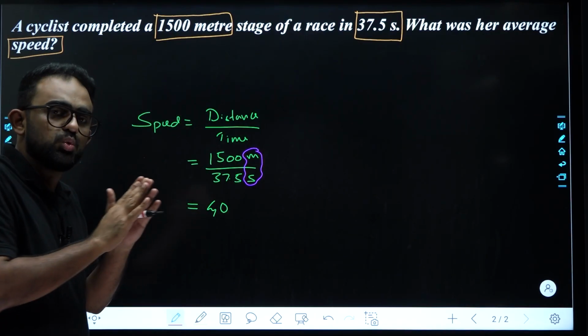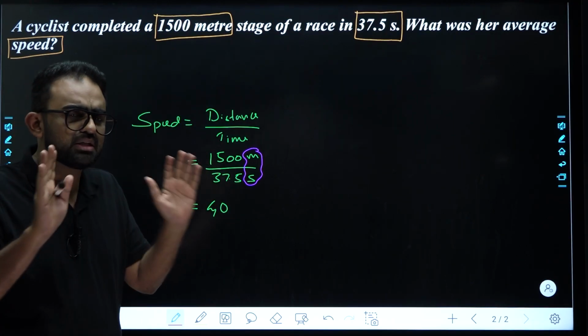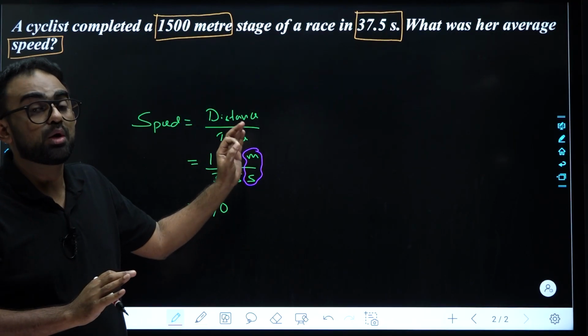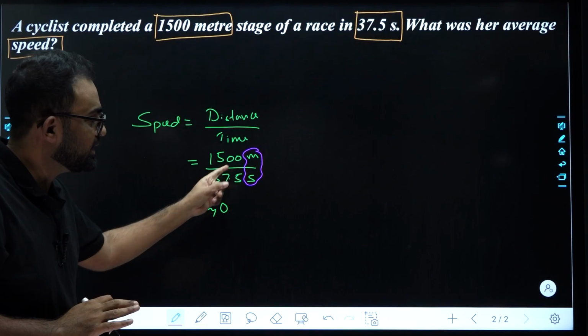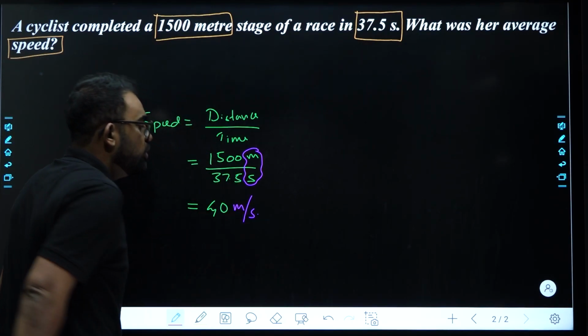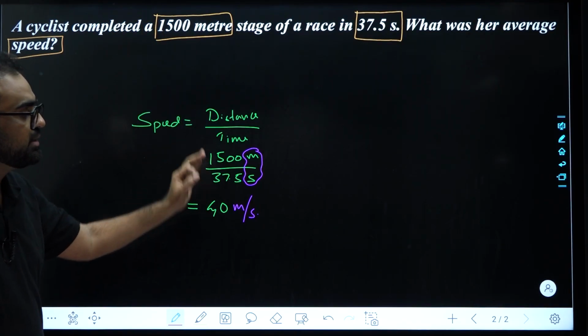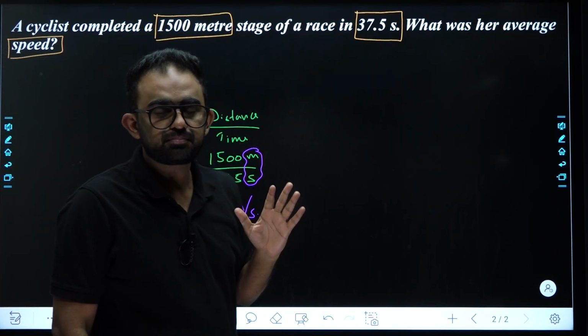So you don't need to memorize the unit of the term. You just look at the equations you have done. From there we can easily get the unit of speed, that is 40 meter per second, which means the average speed of the cyclist was 40 meter per second.